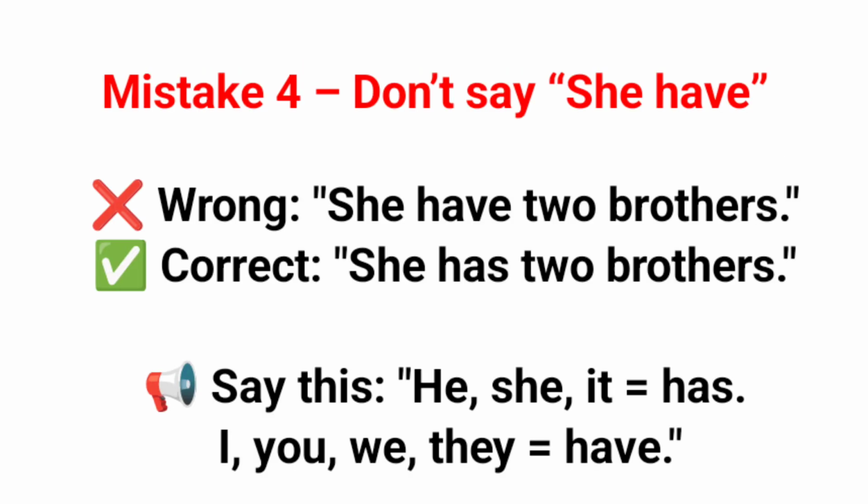Mistake 4. Don't say, she have. Wrong, she have 2 brothers. Correct, she has 2 brothers. Say this, he, she, it use, has. I, you, we, they use, have.